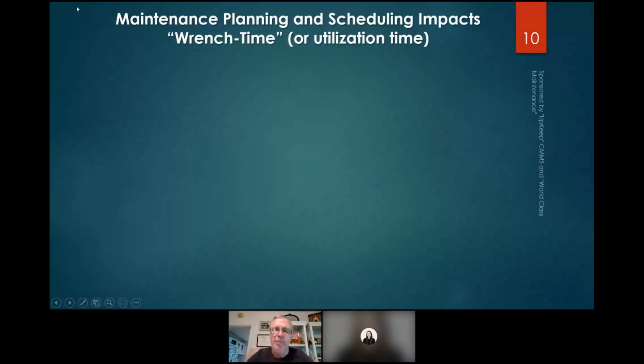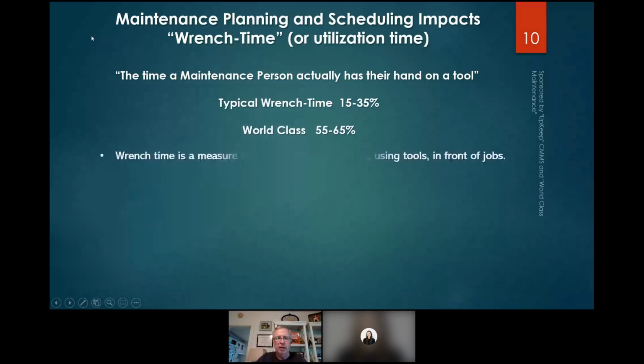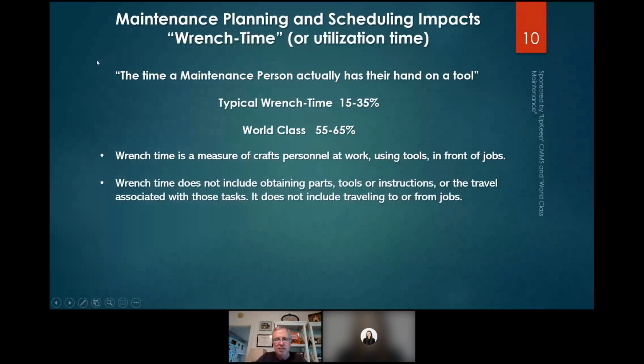So maintenance planning and scheduling impacts wrench time. I call it hands-on tool time or utilization time. It's the time a maintenance person actually has their hand on a tool. Typical wrench time, 15 to 35%. World class, 55 to 65%. Wrench time is a measure of craftspersons at work using tools in front of jobs. Wrench time does not include obtaining parts, tools, or instruction, or the travel associated with those tasks. It does not include traveling to or from jobs. That's why it's not 100%. World class is 55 to 65%.